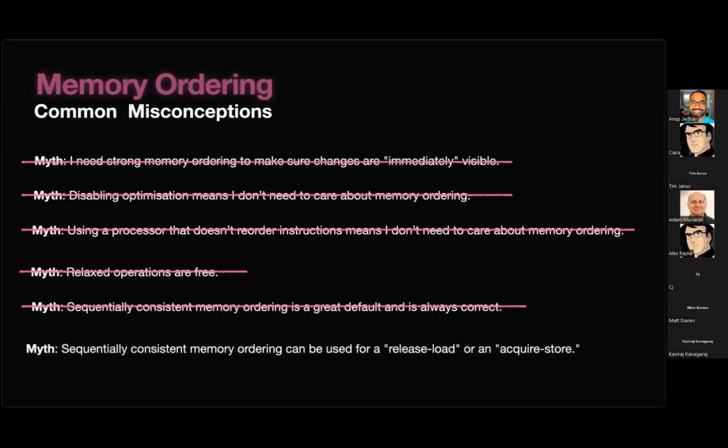Although we can substitute sequentially consistent for acquire or release, it can't magically manufacture an acquire store or release load. Those simply don't exist. Release is only applied to store operations and acquire is solely used for load operations. For instance, a release store doesn't establish any release-acquire relationship with a sequentially consistent load. If you want them to be incorporated into a globally consistent order, then both operations will need to use sequentially consistent.